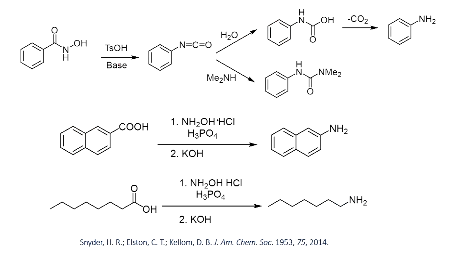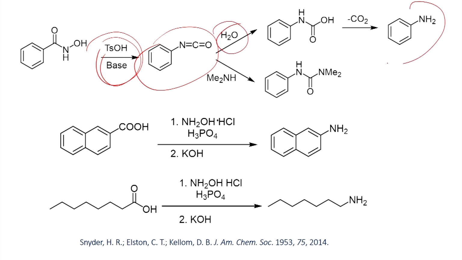Here some examples are shown, and for example, in the case of this hydroxylamine derivative, it can be reacted with toluene sulfonic acid, and in the presence of base you will be able to form this isocyanate, which can be further reacted with water, and you get this aniline. On the other hand, if you react with this dimethylamine, you will be able to get this urea derivative.